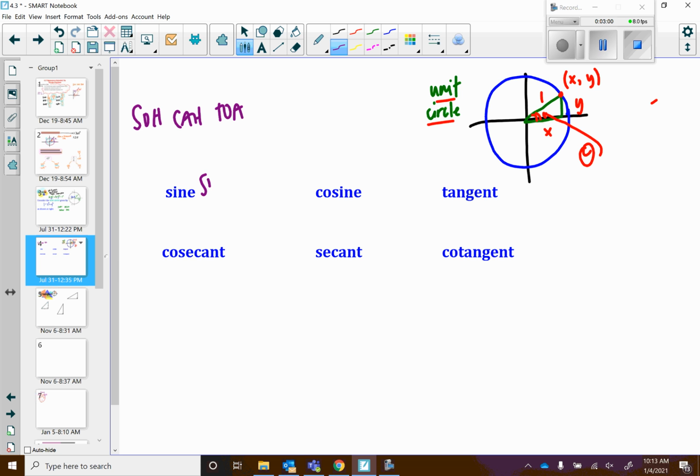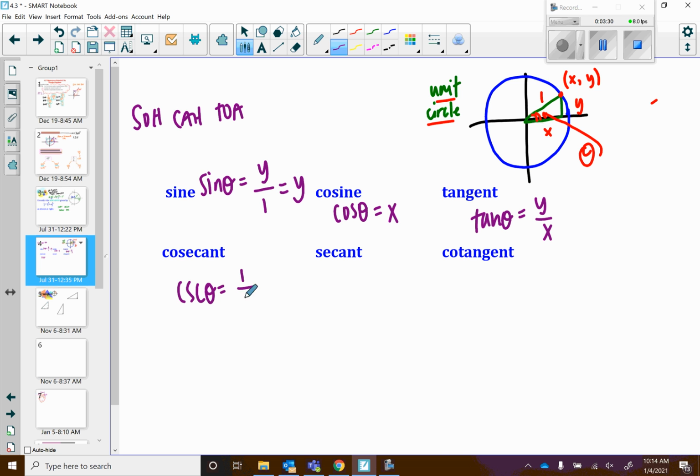So sine of this angle theta is equal to opposite, which is y, over the hypotenuse, which is 1. But we probably wouldn't actually say it as y over 1. We would just say it's equal to y. Cosine of theta is the adjacent x over 1, which is just equal to x. Tangent, which is opposite over adjacent, is y over x. Cosecant is equal to the reciprocal of sine, 1 over y. Secant is the reciprocal of cosine, 1 over x. And cotangent is the reciprocal of tangent, x over y.